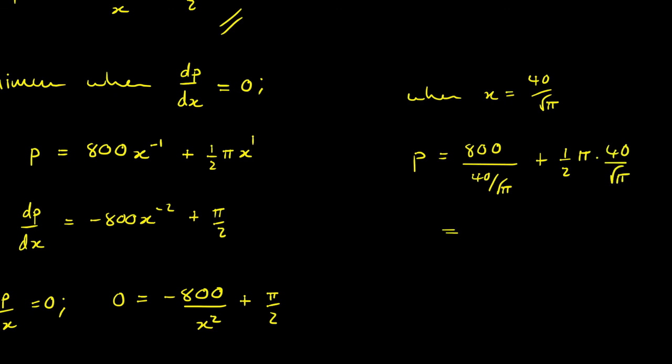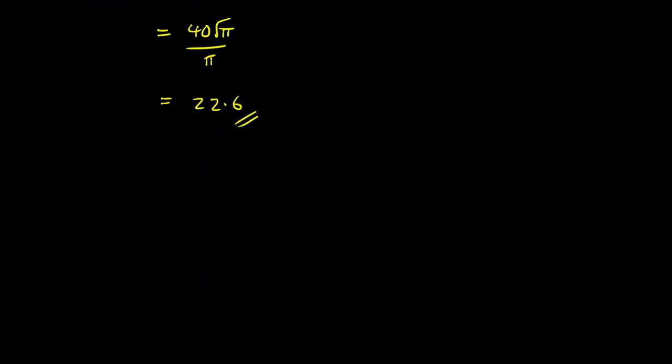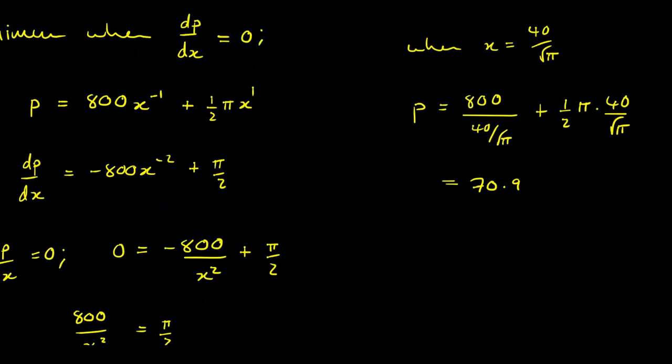So what I've done is I've stored that value in my answer of the calculator. So now I'm just going to type 800 divided by answer plus, how do I want to do it? Plus 0.5 pi times answer, I think. It's probably the best way. And if I do that, I get 70.9. Okay. So I'm just going to check my answer in the mark scheme. Yeah, I get a value of x is 22.6 and the perimeter is 70.9. Okay, all right.